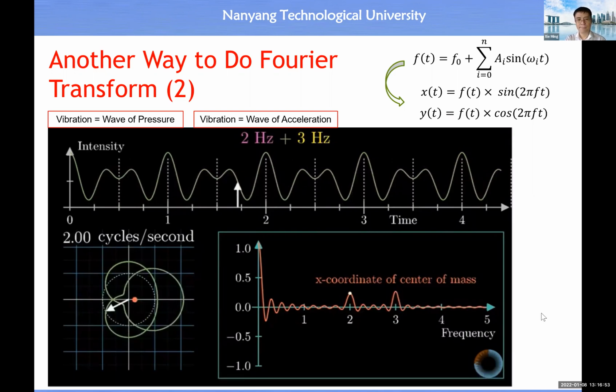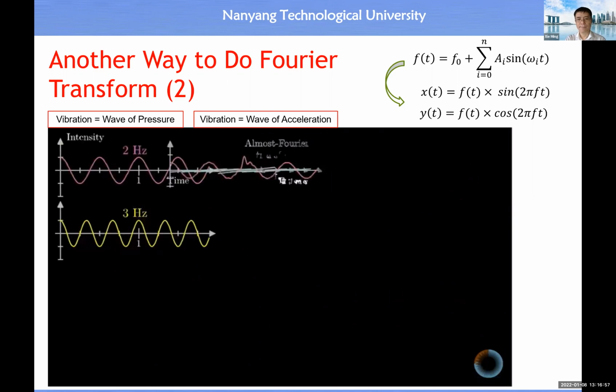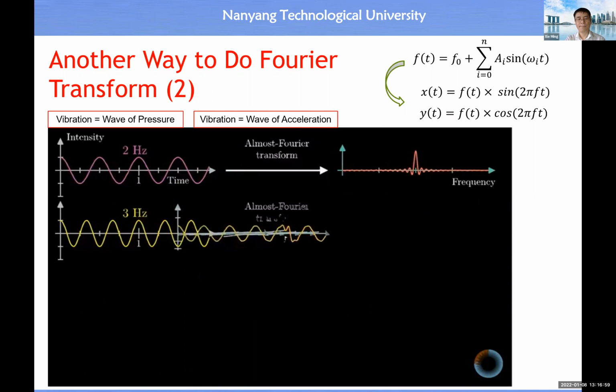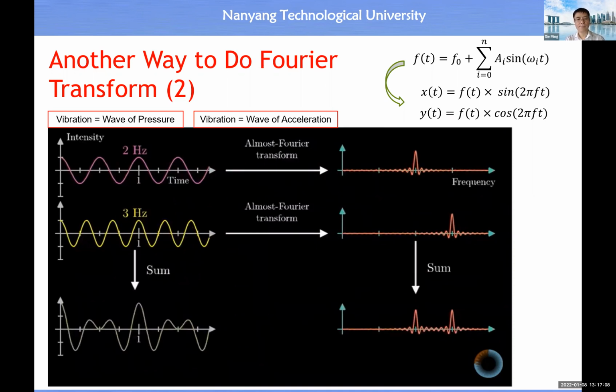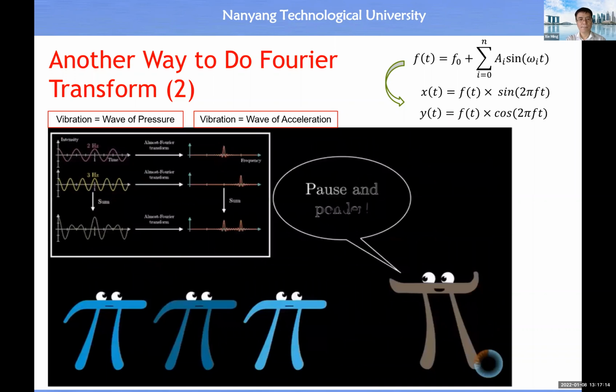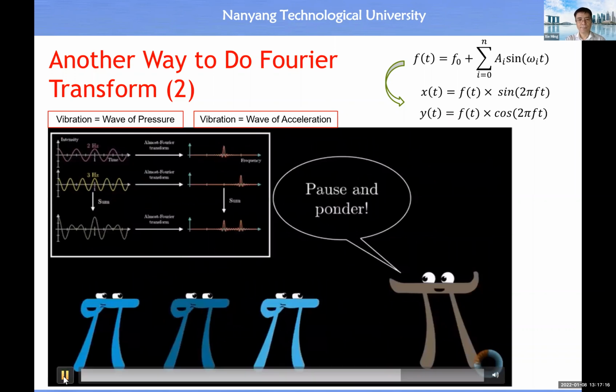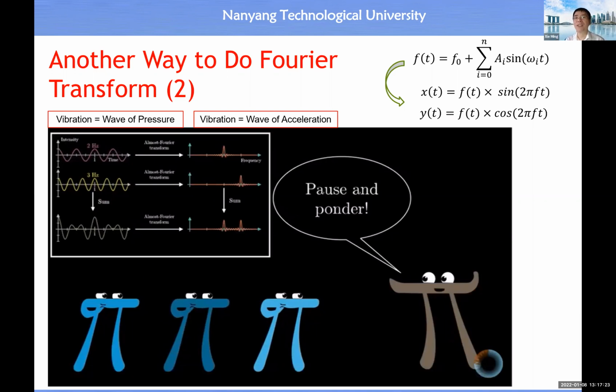Now, what's going on here with the two different spikes is that if you were to take two signals and then apply this almost Fourier transform to each of them individually, and then add up the results, what you get is the same as if you first added up the signals and then applied this almost Fourier transform. And the attentive viewers among you might want to pause and ponder and convince yourself that what I just said is actually true.